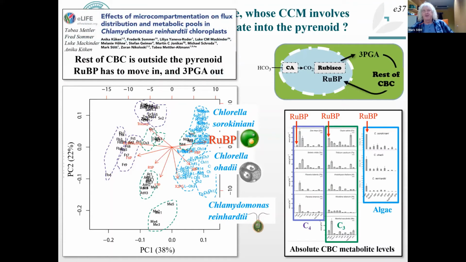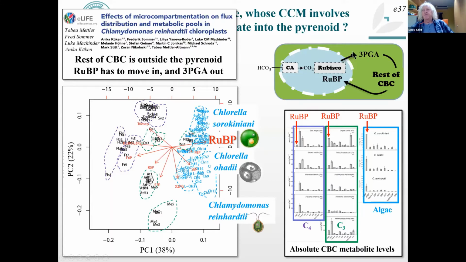Now, what do we think is going on here? This is a hypothesis, but I think it's a reasonable one. This is based on work which we published recently together with Fred Sarma and Luke McKinder and Annika Kuchen. The first thing in this paper that we saw is all of the Calvin Benson cycle is located outside the pyrenoid, except rubisco. That means the ribulose bisphosphate has to go in. And we suspect that these high levels of ribulose bisphosphate may be required to actually drive the rapid movement of ribulose bisphosphate into the pyrenoid.